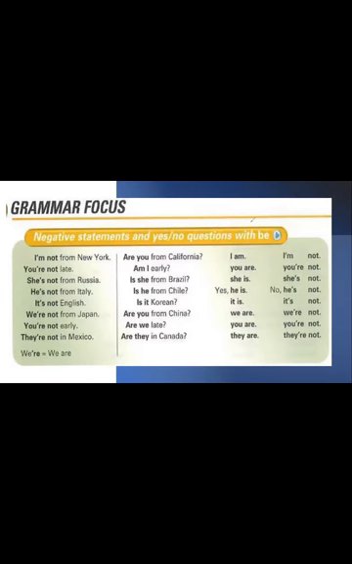So these are negative ones. Estas son negativas. So let's repeat again. Let's check again. Revisemos otra vez. I'm not from New York. You're not late. She's not from Russia. He's not from Italy. He's not English. We're not from Japan. You're not early. And they're not from Mexico. Okay, so these are negative statements.